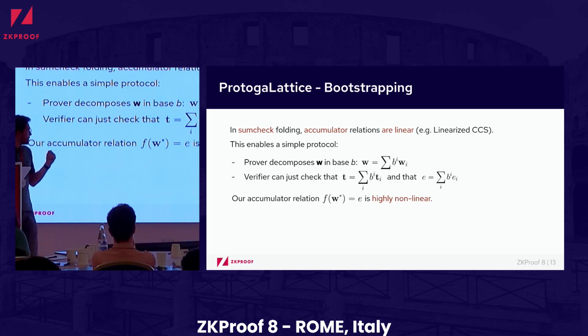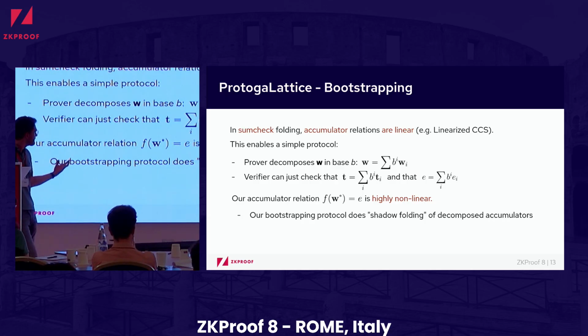But our problem is that our accumulator relation is not linear. It's highly nonlinear because it uses the same polynomial function that defines the base relation. And this is normally degree 4, 5, 6, or whatever. So we have to work a little bit harder. And what we do is introduce a protocol that does some sort of shadow folding of decomposed accumulators. Unfortunately, I don't have time for the technique. I'm very happy to discuss it with you.